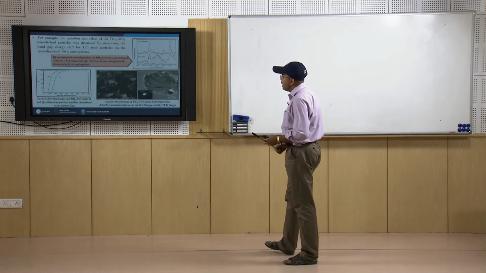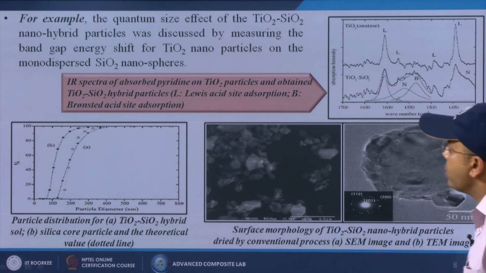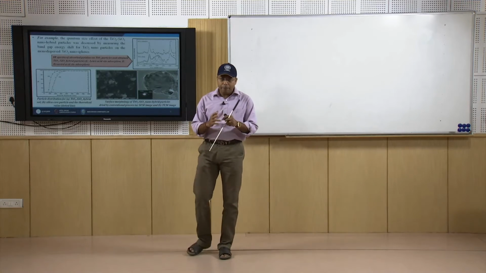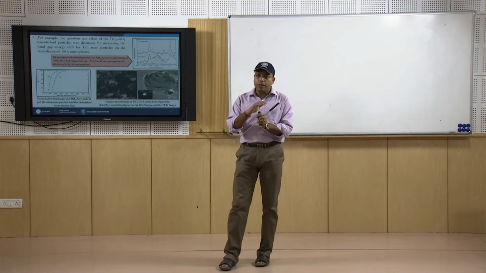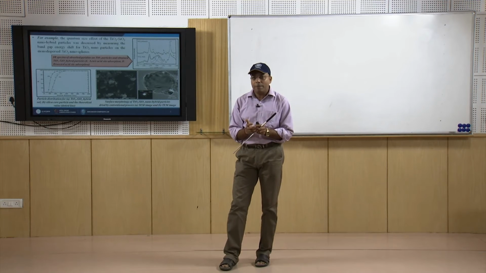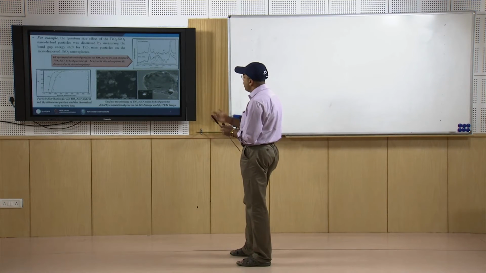Next, that is also an example. Here the example is that the quantum size effect of titanium dioxide, silicon dioxide nanohybrid particles was discussed by measuring the band gap energy shift for titanium nanoparticles on monodisperse silicon dioxide nanospheres. Here the material is a hybrid composite. Initially we have taken the silicon dioxide spheres, and on top of that we have done the modification by titanium dioxide. So, we have made a kind of hybrid composite, which we are going to use for some electronic or optical purposes.